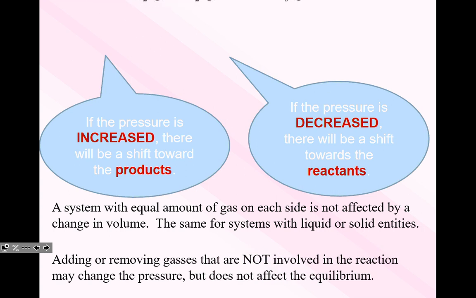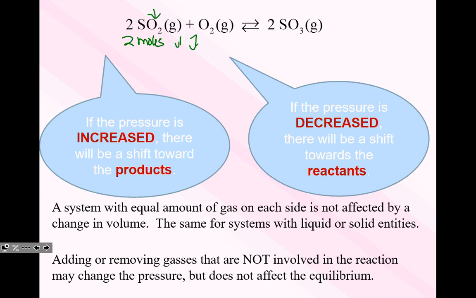Where is it? Here we go. In this example here, we have 2 moles of this reactant gas, plus you have 1 mole of oxygen, right? So total reactants, you have 3 moles of gases. As opposed to your products, you have 2 moles of gaseous products.